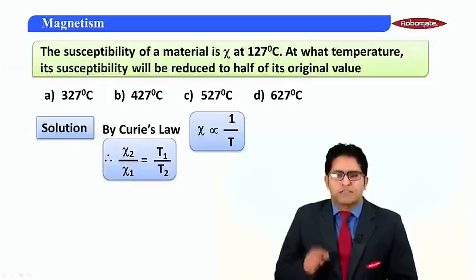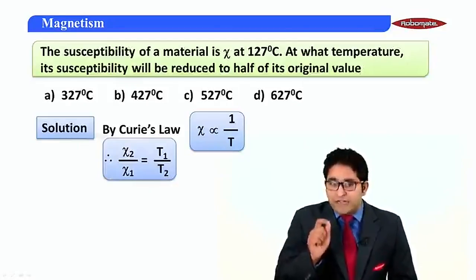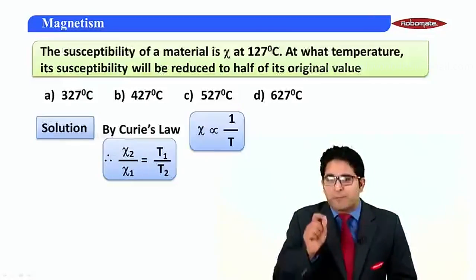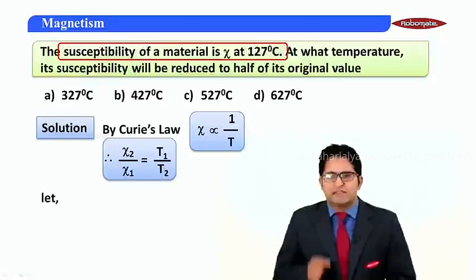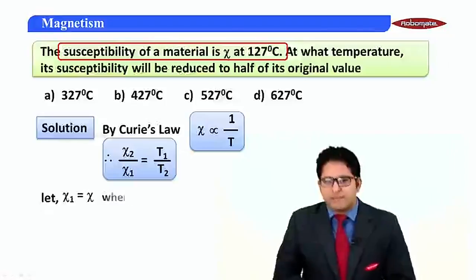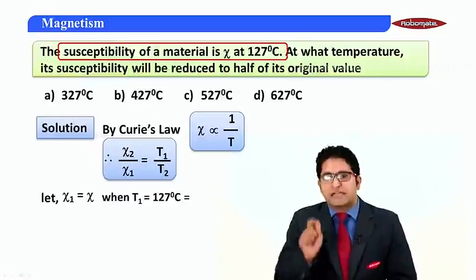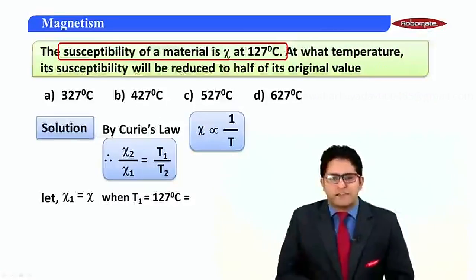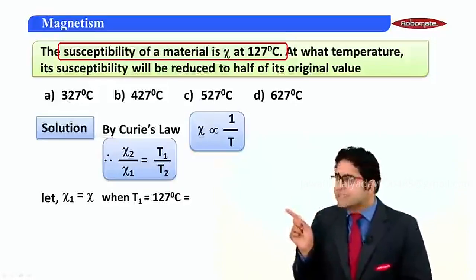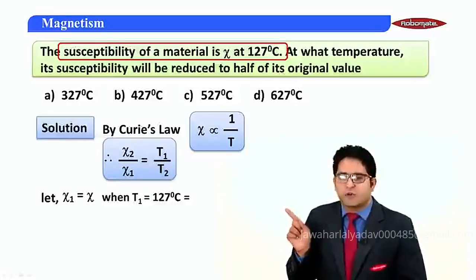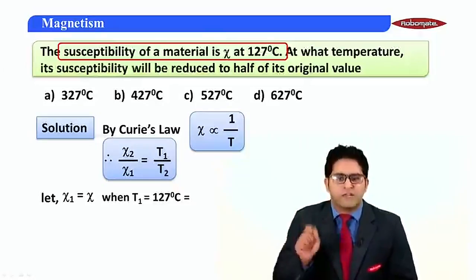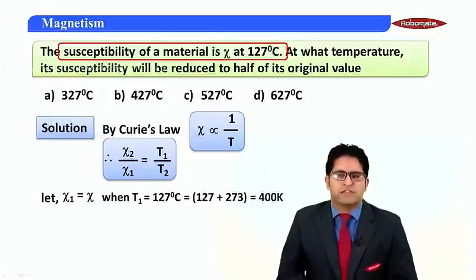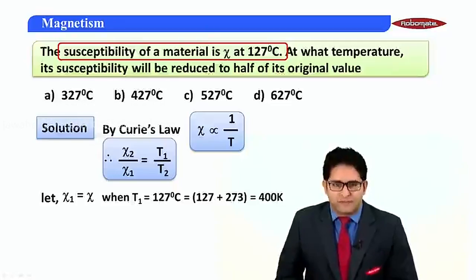Now, see carefully. At 127 degrees Celsius, we have magnetic susceptibility xi. So I can say xi1 is equal to xi, at T1 equal to 127 degrees Celsius. Now I need to convert this degree Celsius into Kelvin, right? So what will I do? I'll add 273 to it. So what will I get? I'll get 127 plus 273, that will be equal to 400 Kelvin, right?